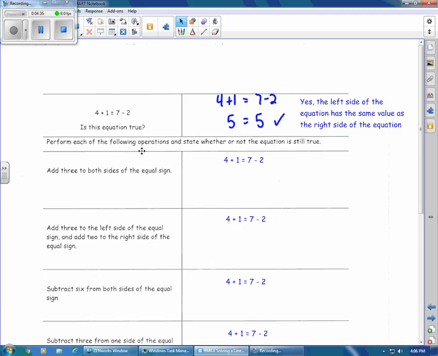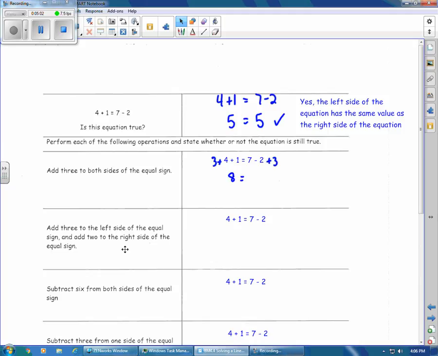Now we're going to go through a series of directions. It says perform each of the following operations and state whether or not the equation is still true. So you have a direction here on the left side. The first one says add 3 to both sides of the equal sign. So 4 plus 1, I'm going to just do a plus 3 out in front, and then 7 minus 2 plus 3. So let's see, 3 plus 4 is 7, plus 1 is 8.